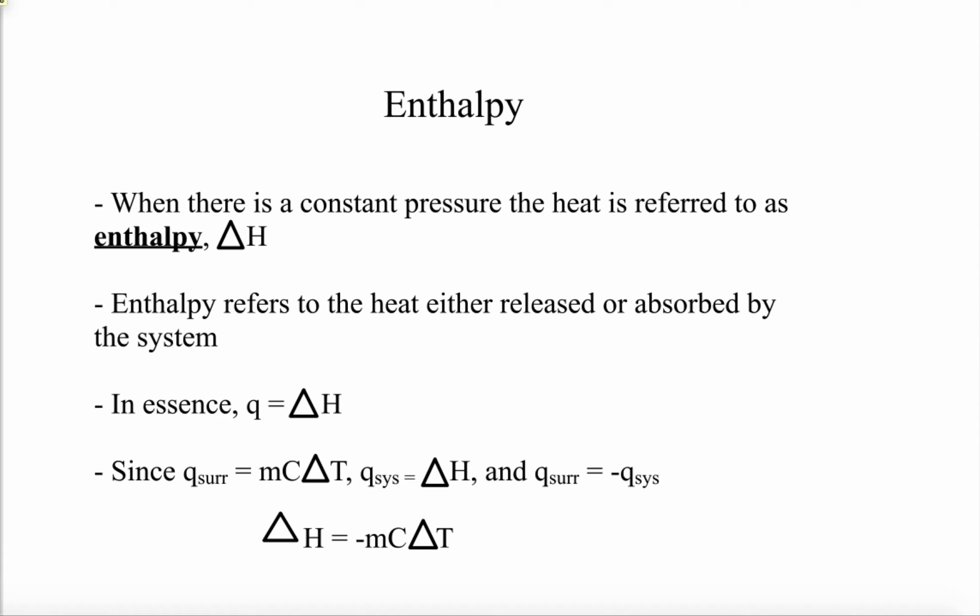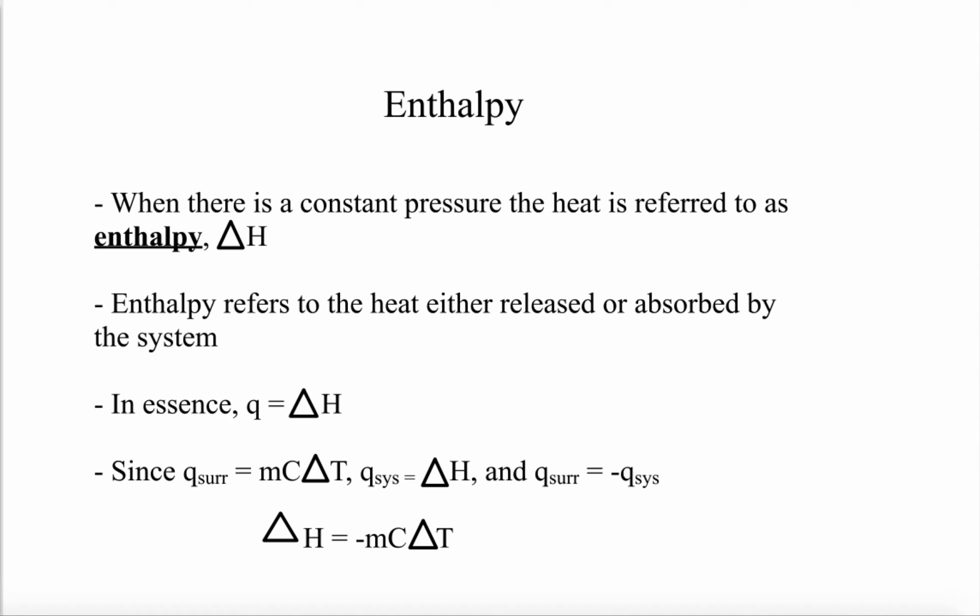So when we talk about heat, we're really talking about something called enthalpy. When the pressure remains constant, the heat we are going to call the enthalpy, and we're going to denote that with delta H. Again, delta means change. So we're going to be talking about the change in heat, since we know that calorimetry is a measurement of that change. So enthalpy is going to talk about heat either being released or absorbed by the system. We've talked about how Q represents heat in general. Since heat and enthalpy are essentially the same thing, we can say that the Q of our system is equal to delta H.